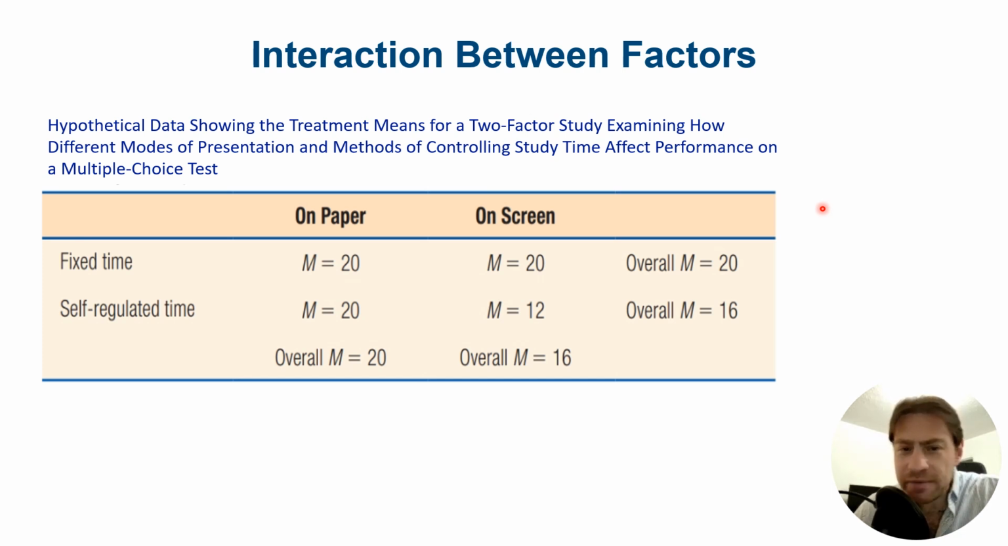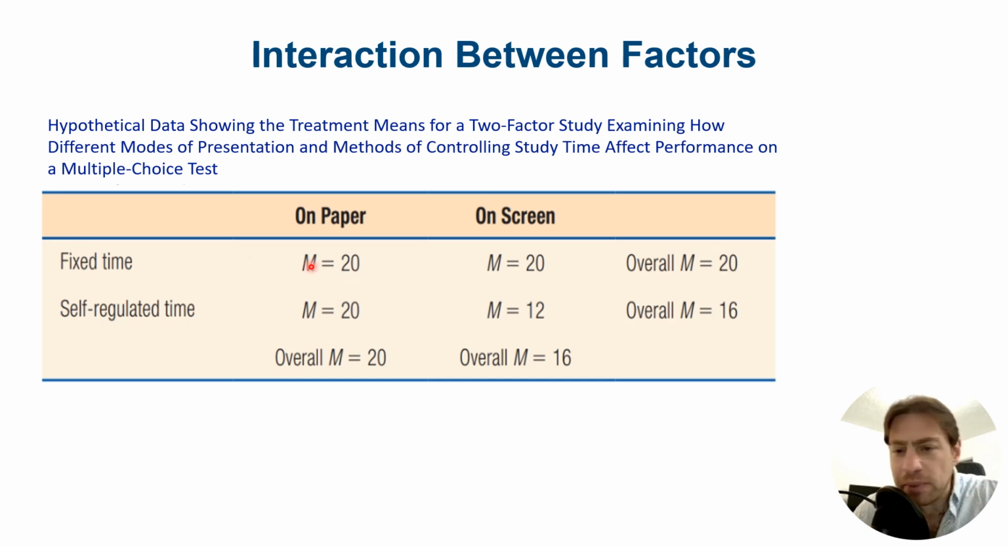All right, so here we have the hypothetical results of that same study, but now the values have been altered to include an interaction. So suppose we ask, does presentation mode, paper or screen, make a difference? But now, instead of averaging across study time, we will examine this question for each level of the study time factor. So fixed time or self-regulated time.